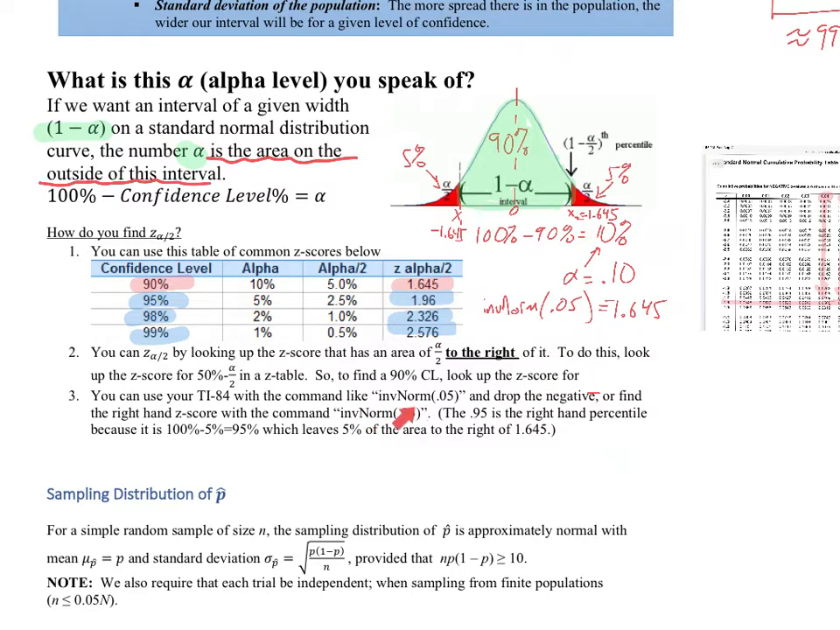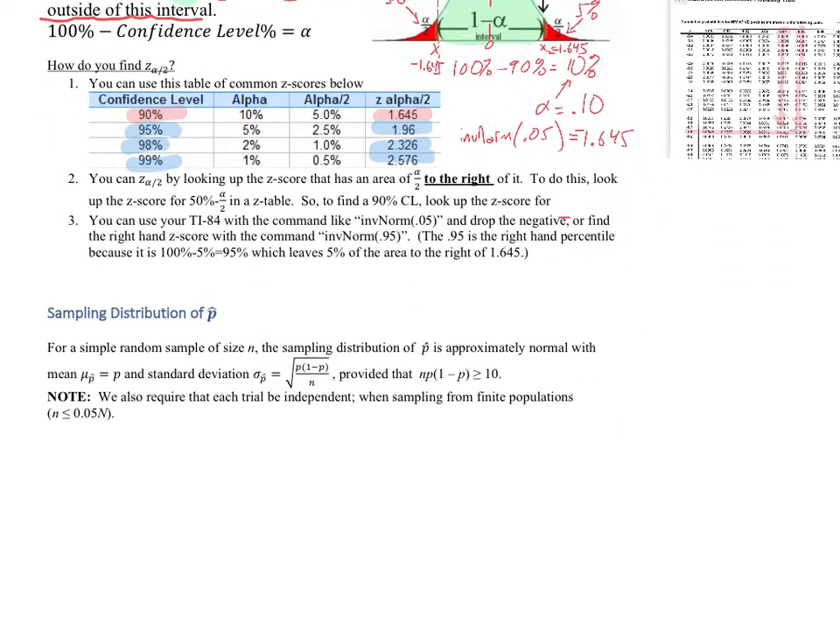We can also use inverse norm, like I mentioned there, to get that. This would be inverse norm of 0.05, and this would be 0.95, because that's 1 minus 5%, or 100% minus 5%. Inverse norm of 0.95. All right, so let's use some of that.